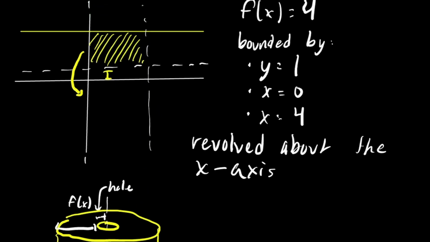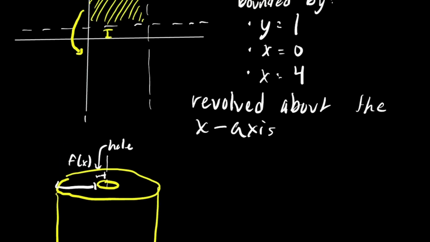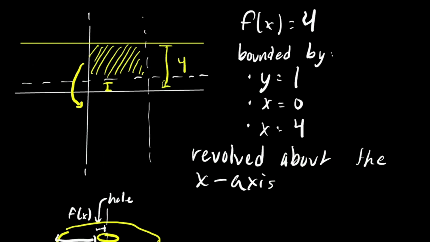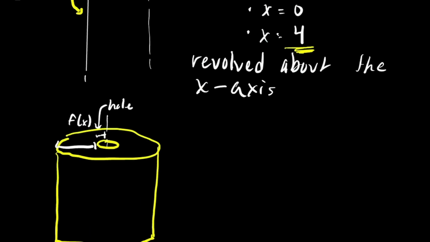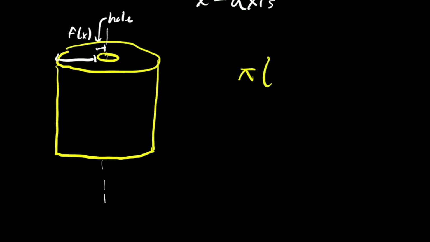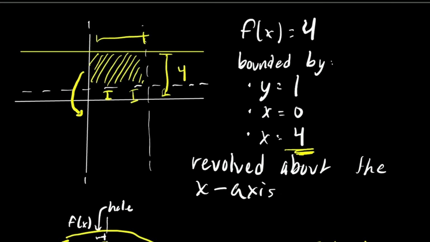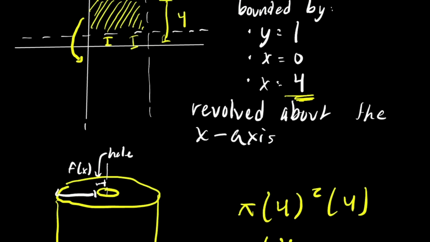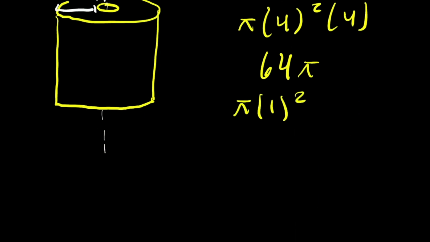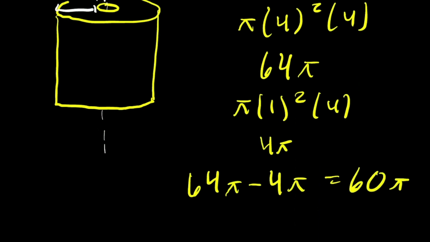So we could actually use geometry again in this situation. We have f of x equals 4, so this distance equals 4, and we have a height of 4, a length of 4, I should say. So then we could just do pi r squared h, which we found before was 64 pi. And we would have to subtract the hole, which has radius 1 and length 4, which is pi times 1 squared times 4, just 4 pi. So 64 pi minus our hole, which is 4 pi, equals 60 pi.